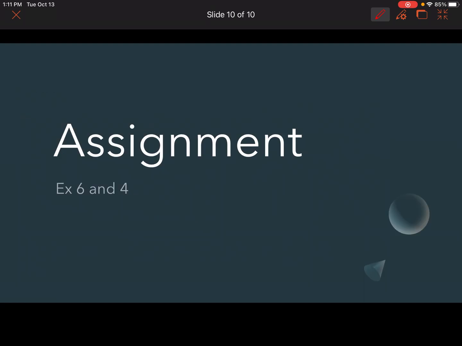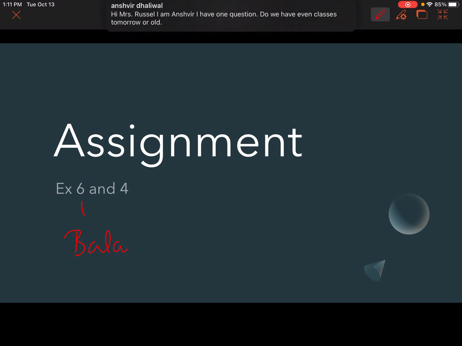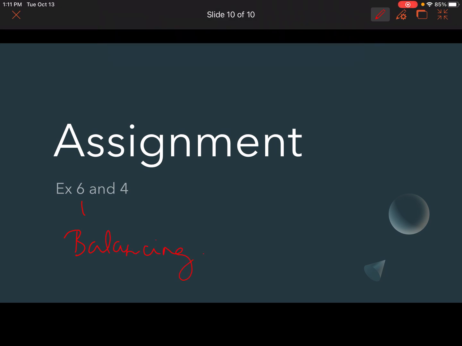Okay, your assignments here are exercise 6 and 4. So exercise 6 is the balancing. So quite honestly, you don't have to do the whole thing. It's sort of like if balancing is easy for you, I would only try a couple of them. And then exercise 4 is about the formula molecular mass. And again, that's a very short assignment too. So this assignment really shouldn't take you very long.